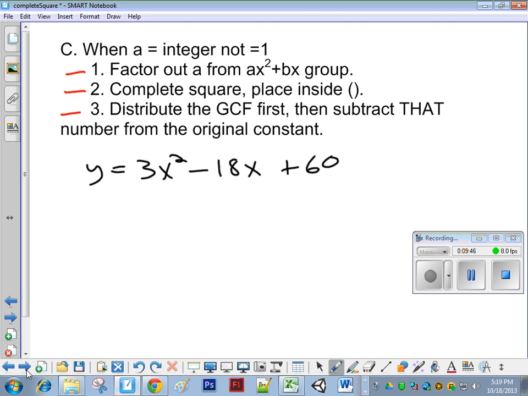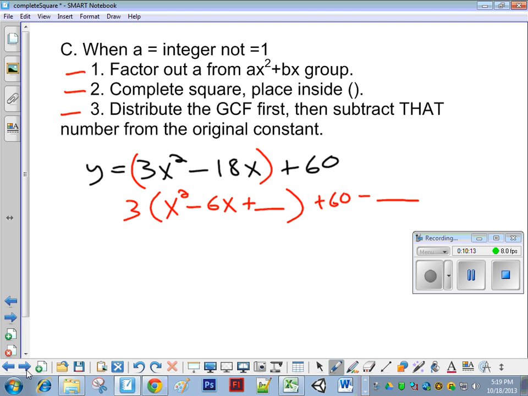So when I go to group these, I don't want to have 3x squared. I want to just have x squared. So I'm going to divide out a 3. x squared minus 6x. I still need to complete the square, so I'm going to put a plus blank. I'll go ahead and add the 60, and I'll subtract a blank.